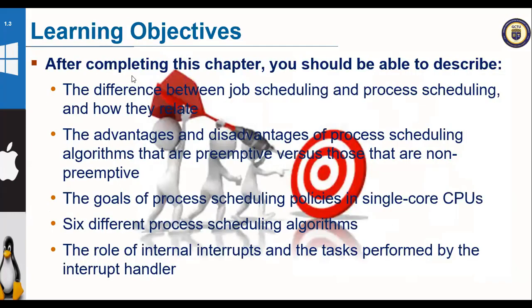These objectives, after completing this chapter, you should be able to describe the difference between job scheduling and process scheduling and how they actually work or operate or relate. We look at the advantages and disadvantages of process scheduling algorithms that are preemptive versus those that are non-preemptive. Then we look at goals of process scheduling policies in single core CPUs, 6 different process scheduling algorithms, and the role of internal interrupts and the tasks that are performed by the interrupt.